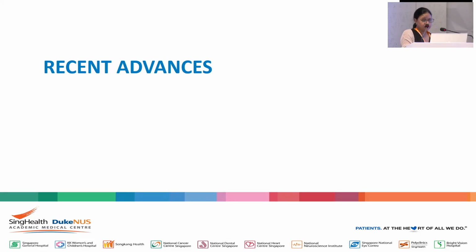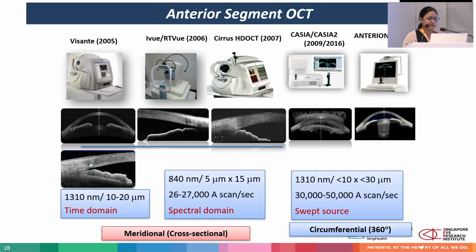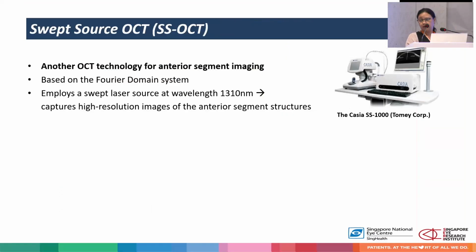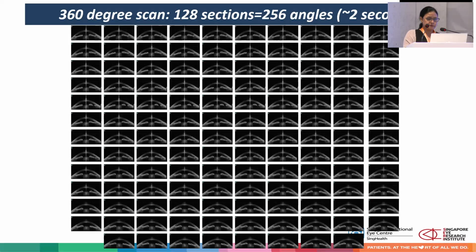Now, coming very briefly to recent advances, well, not very recent. This slide shows the evolution of the ASOCT from time domain, to spectral domain, and now we have the swept source OCT. Cassia has been around for a while, and now the Interion from 2019. These two imaging modalities allow 360-degree circumferential capture of the images. The Cassia captures 128 sections across 360 degrees in about 2 seconds.